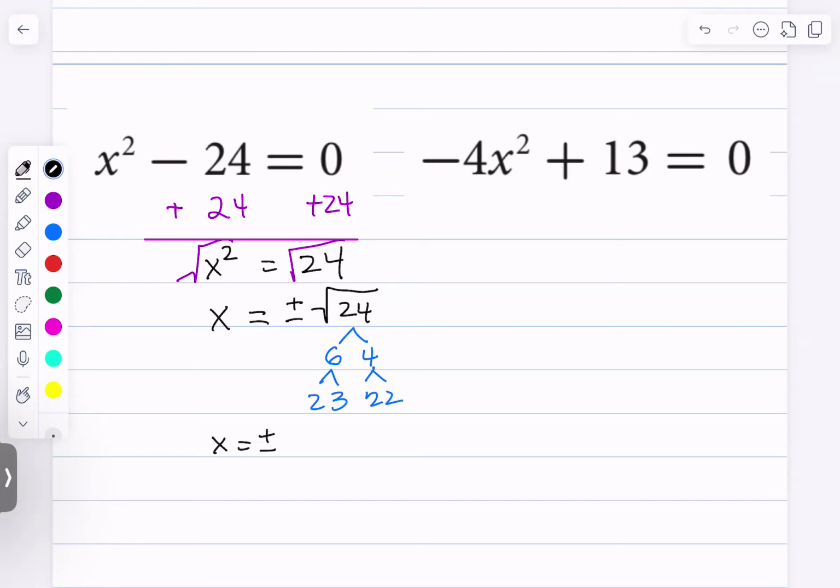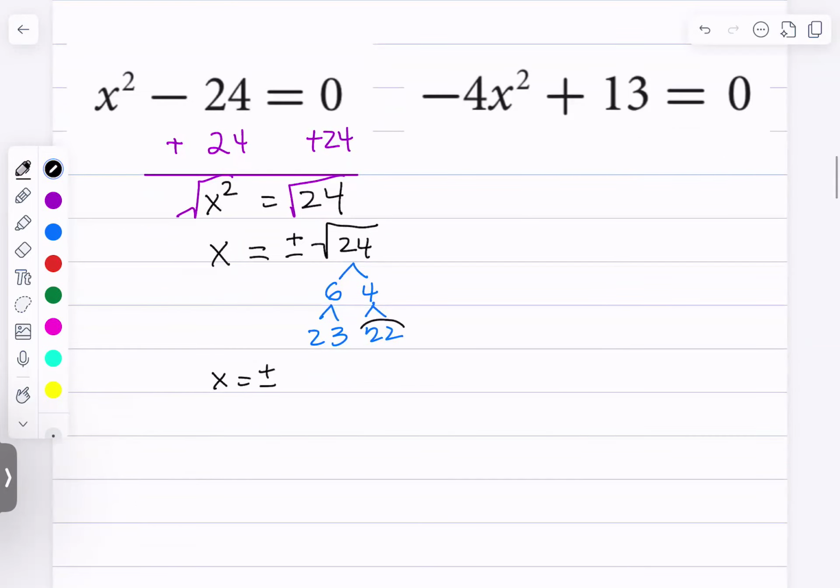So x equals plus or minus. Here I see a pair of 2's. So 2 comes out. 2 doesn't have another 2. 3 doesn't have another 3. So they stay inside. And 2 times 3 is 6. So there is my answer for that first one.